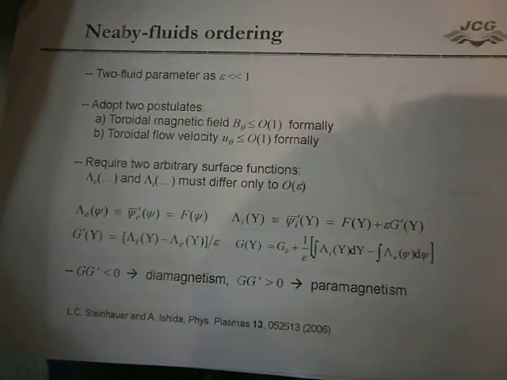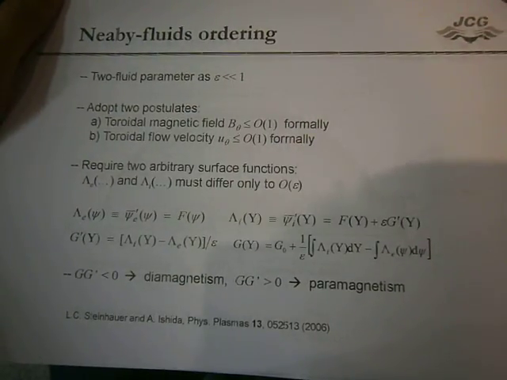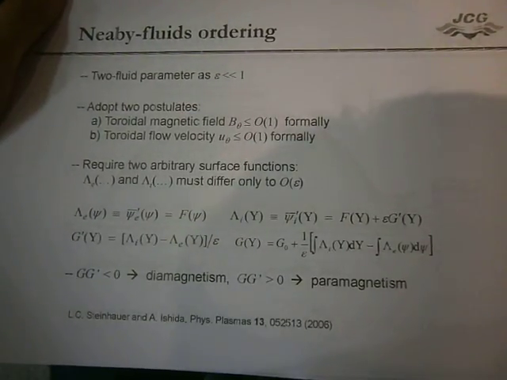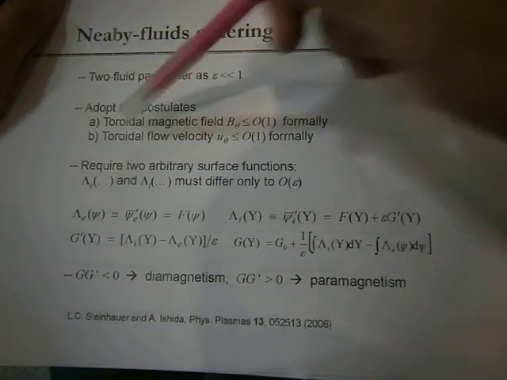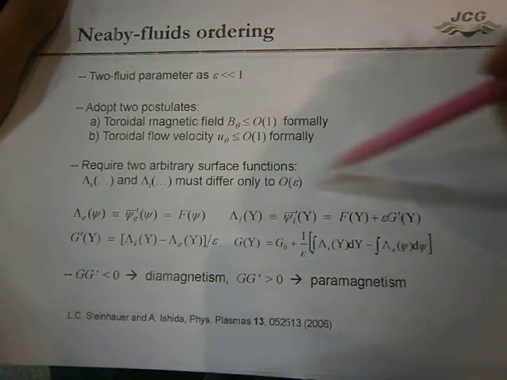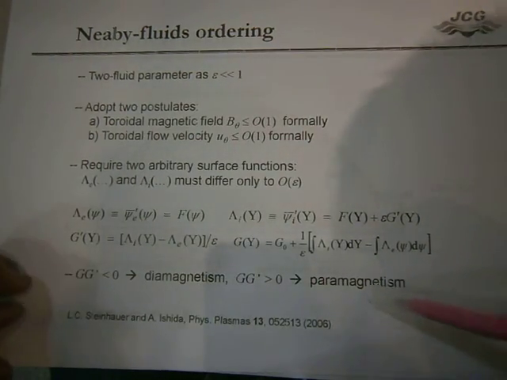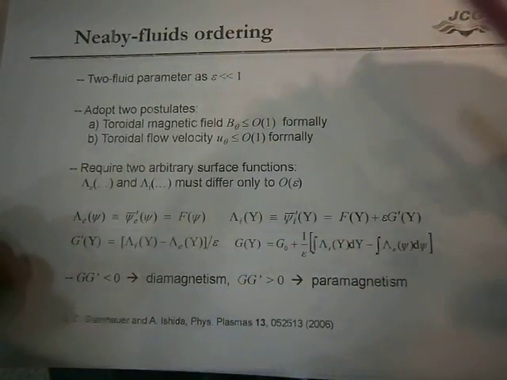The neighbor fluxes ordering two force parameters as epsilon. Adapt to proceed through the magnetic field formula, through the flow velocity formula, regulation of the surface function only. Also, how the diagram of the parameter was on the essential plasma physics.